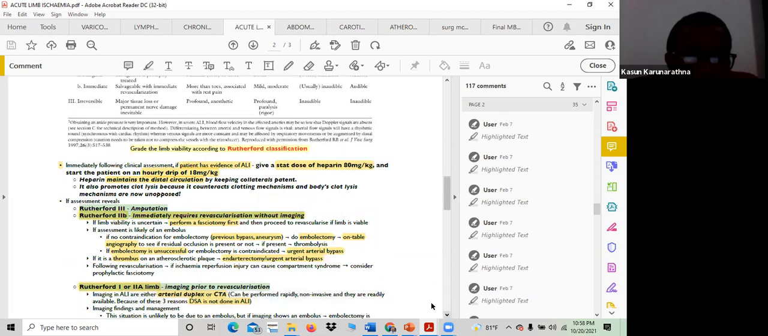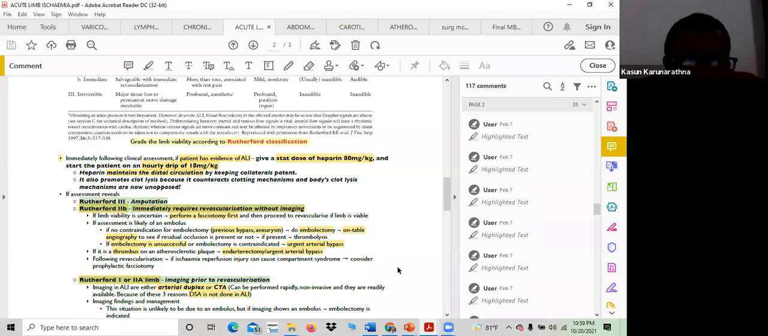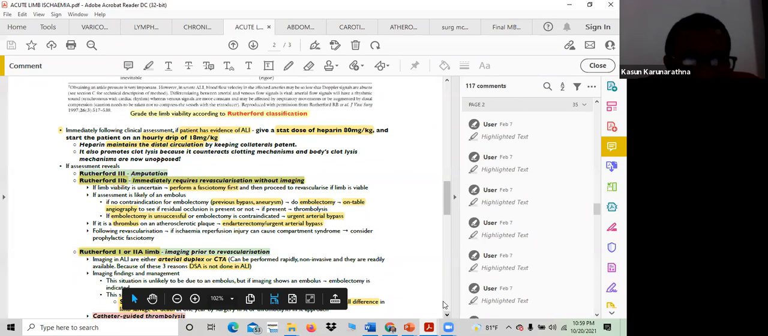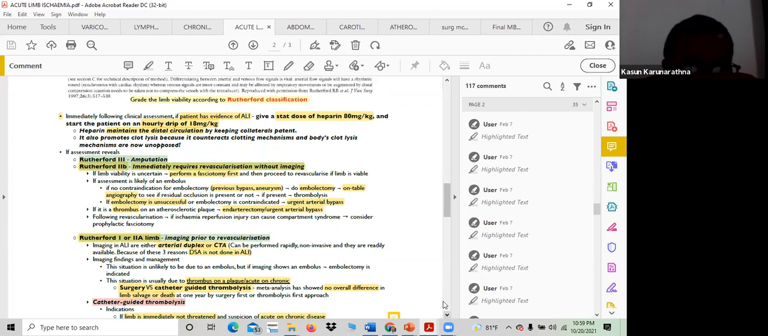Immediately following clinical assessment, if the patient is having acute limb ischemia, give a start dose of heparin, 80 units per kg. Start the patient on an hourly drip of 18 units per kg. Heparin maintains the circulation by keeping collaterals patent. It also promotes thrombolysis because it counteracts the clotting mechanism. If the assessment is Rutherford 3, your only option is to amputate. If it is Rutherford 2B, it immediately requires revascularization without imaging.